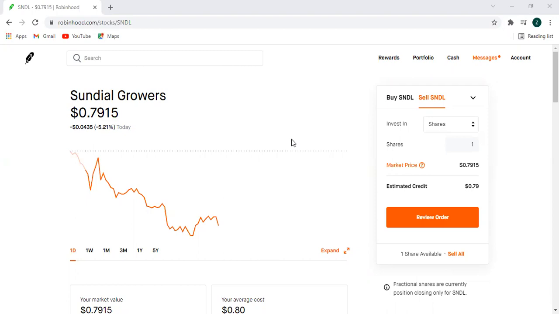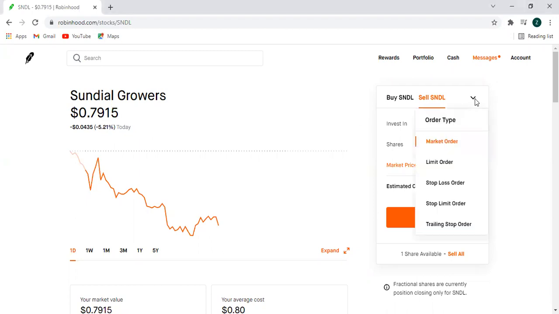For today's video, I am going to give you guys a tutorial on how to set a stop loss. This is something really effective. I'm going to show you guys how to do it on the Robinhood platform. You can do it on most brokerages that offer a stop loss. It just looks a little bit different. I know Robinhood is very popular.